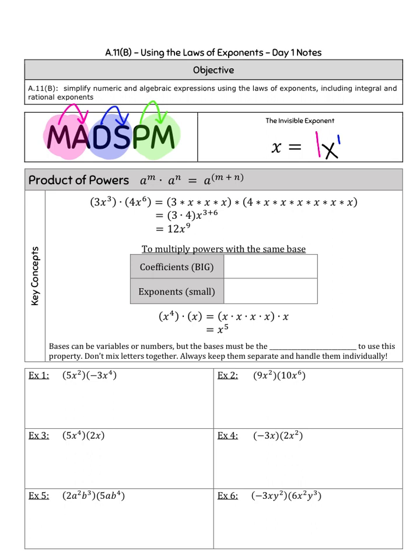So let's look at what happens when you have product of powers. It says a to the m times a to the n, which really means a to the m plus n. That is when you see multiplication, then you add. Now let me show you what I mean. What I'm going to do is I'm going to take the big numbers, which are the coefficients, and I'm going to treat them like regular numbers.